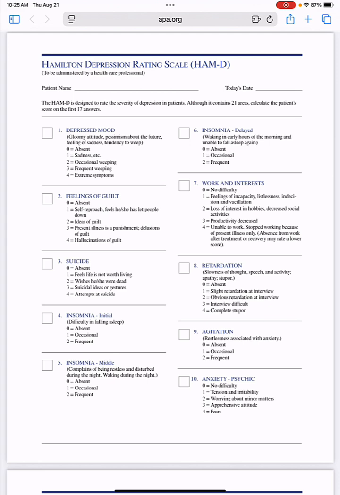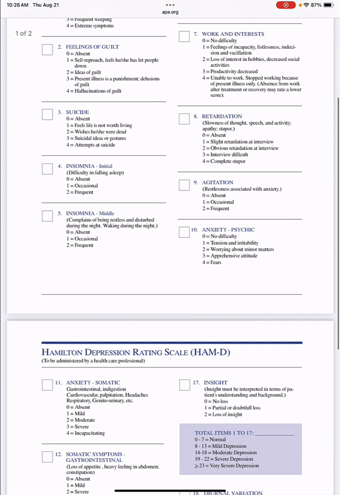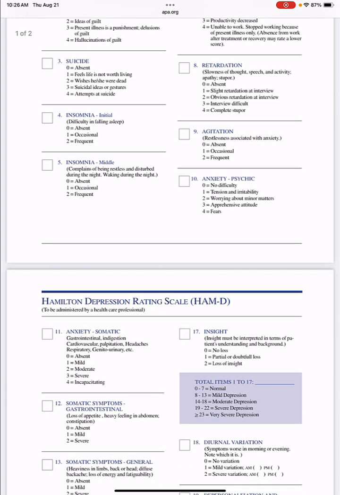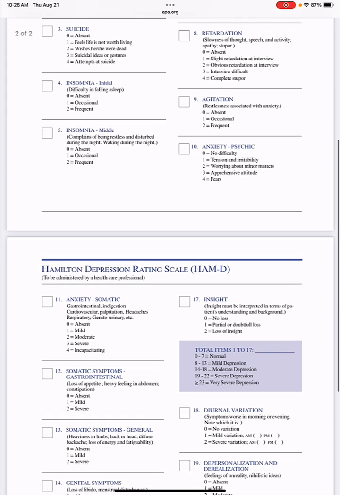Number 8, retardation, so having slowness of thought, speech, or activity, apathy or stupor. 0 being absent, 1 slight retardation on interview, 2 obvious retardation, 3 interview being difficult, and 4 being in a complete stupor. 9, having agitation, so restlessness associated with anxiety, again 0, 1, or 2, depending whether it's absent or frequent. 10, anxiety, so having 0, no difficulty, 1, tension or irritability, 2, worrying about minor matters, 3, apprehensive attitude, 4, having full-blown fears.